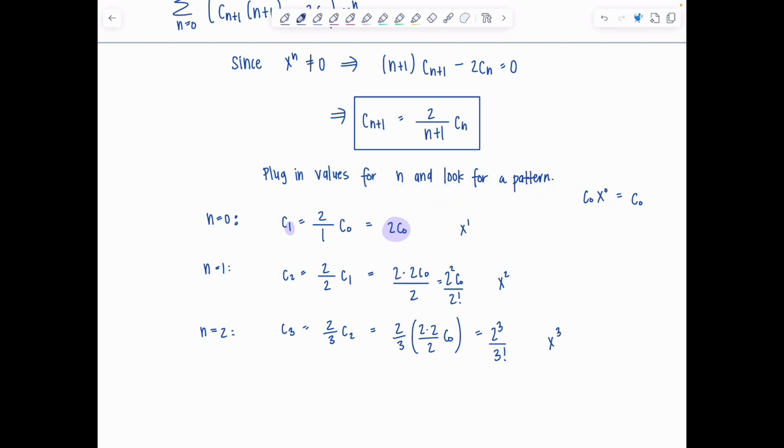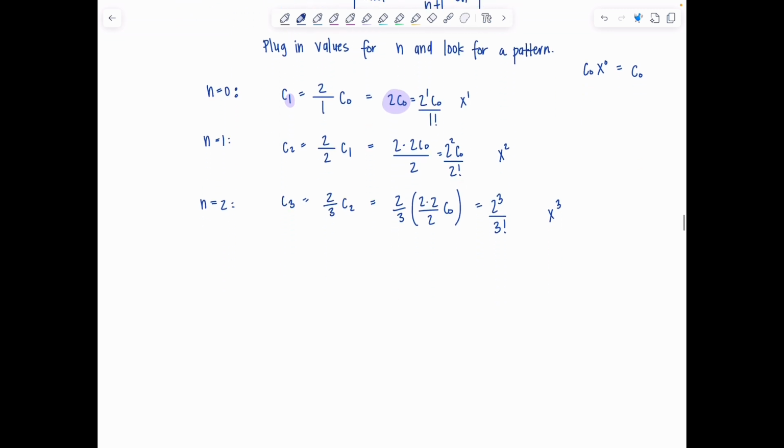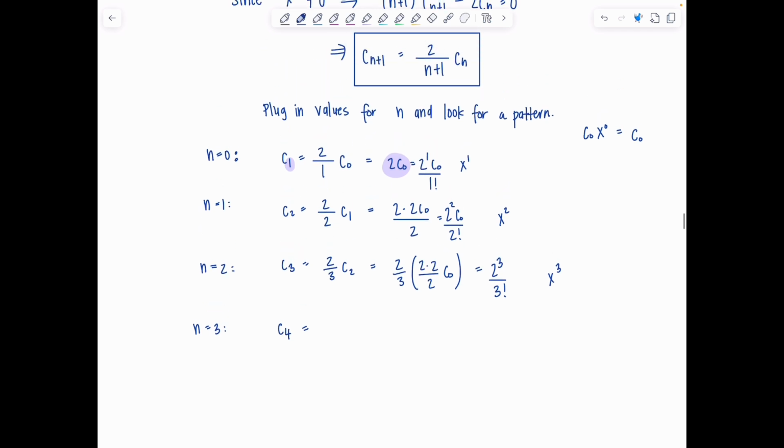Also, couldn't I have written this as 2 to the first c naught over 1 factorial? Yes. Okay, let's keep it going. Let's see if this is taking us somewhere. N is 3. That's C sub 4. I'm referring to this formula here. That'll be 2 over 4 C sub 3, which is 2 over 4 times, oops, I forgot the C naught here. Forgive me. All of this is C3.